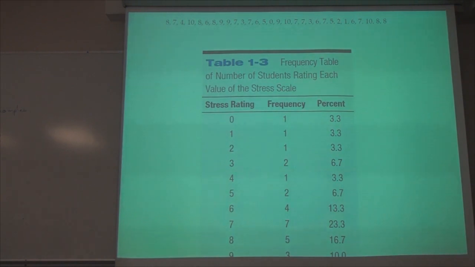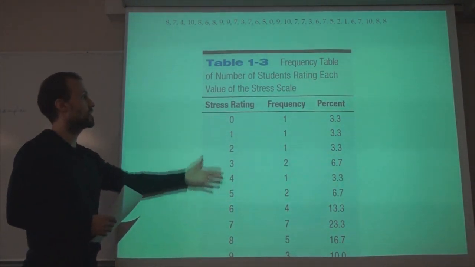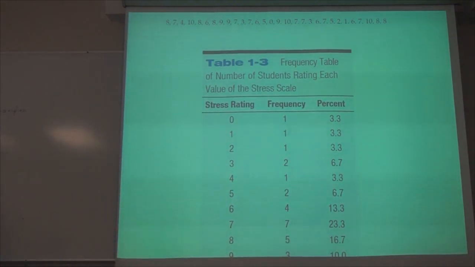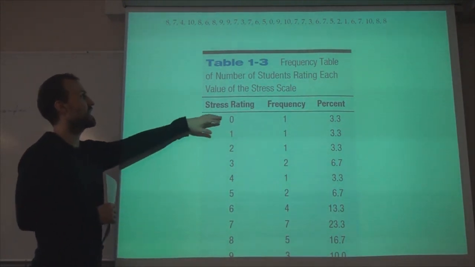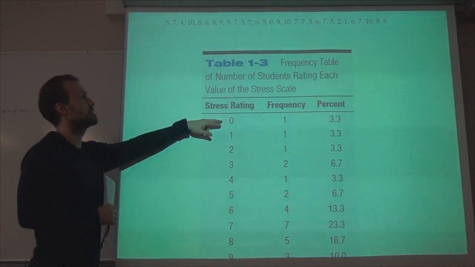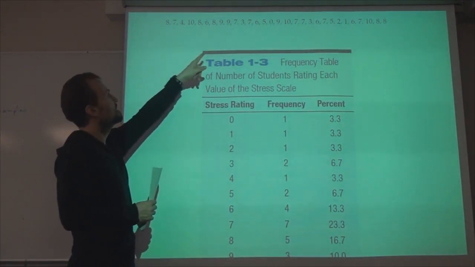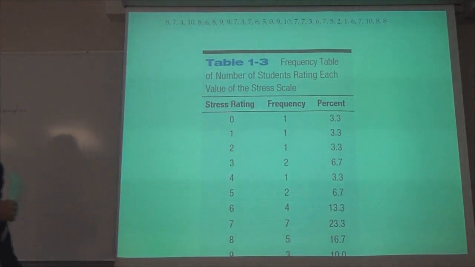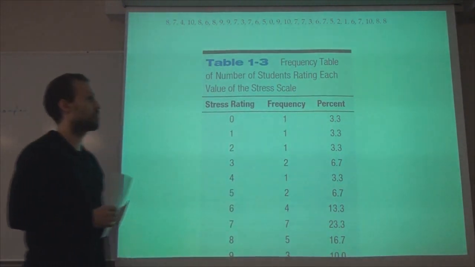So my different possibilities are in the first column here. It ranges from 0 to 10. Then I'll put it in increasing order, just to structure it a little bit. And then I have to go and count. How many times did a 0 rating occur? Well, I look at my list. Hopefully it's a manageable list so I can do it by hand. I only see this one guy. He was stress-free. So it has a frequency or a count of 1.